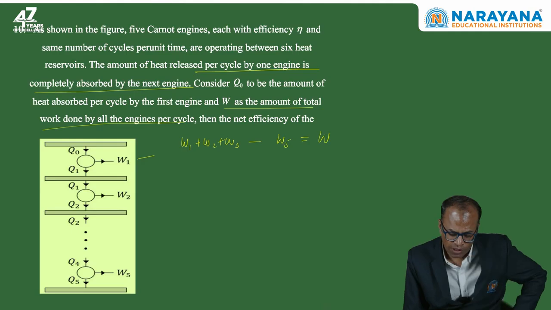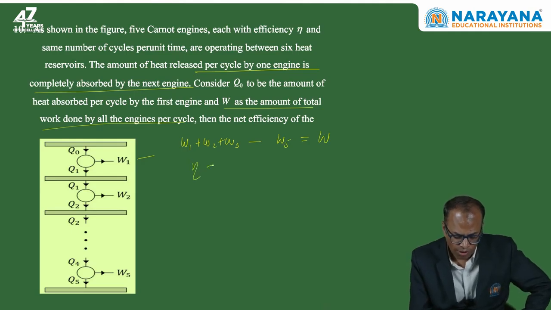Okay, and we want to find the efficiency. So efficiency should be my total work output upon heat input. Heat input is Q naught. Q5 is lost.